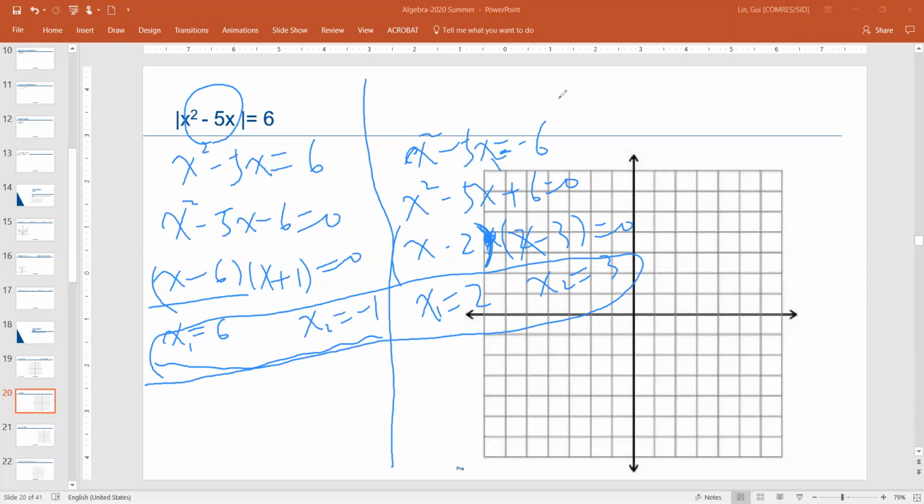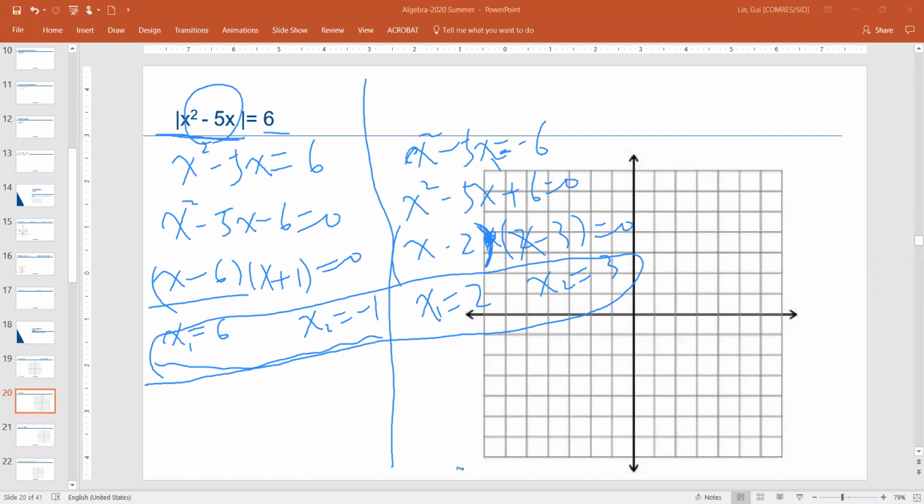Okay, so this used the substitution method. You can easily get 4 answers, right? What about using the graphing method? Just like what I was saying earlier, how do we do this one? We break it into left and right, two parts.